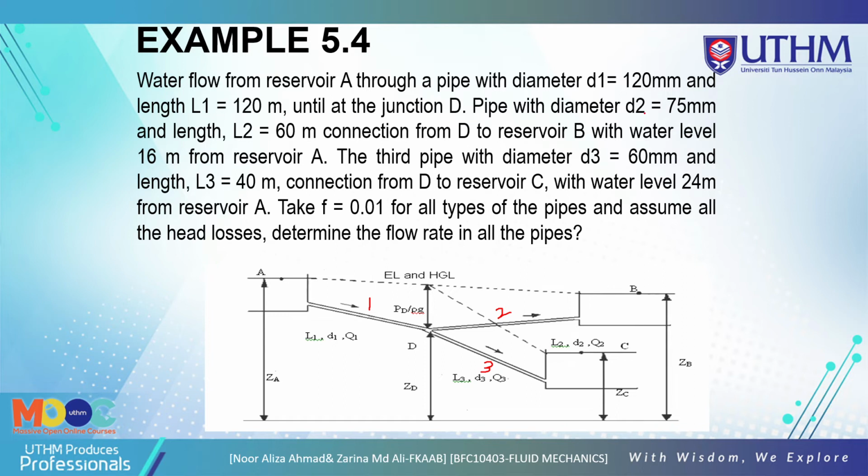Okay, pipe with diameter D2 is equal to 75 mm and length. So there are three pipes. Pipe 1, pipe 2, and pipe 3, going from tank A to tank B and to tank C here.